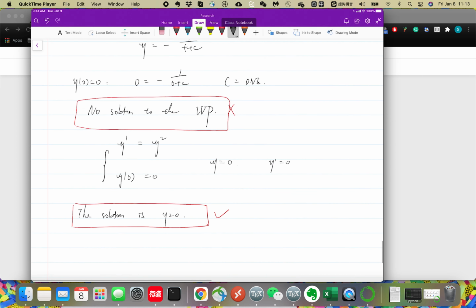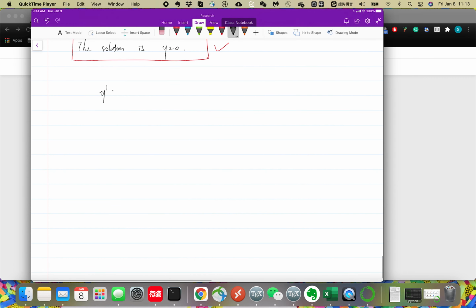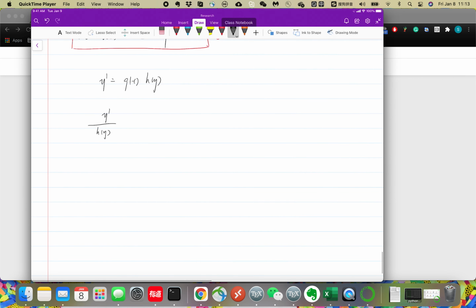So that's one warning for you. When you have y prime equals g(t) h(y), it looks great if you just do this. But now, what can happen? What if h(y) equals 0? That will give you missing solutions. So if I were you, once I finish doing all these kind of things, I may go back and check really quickly: will the one that makes h(y) equal to 0 also possibly be a solution? In this case, it is. Then I need to add it back. In other cases, maybe it's not.